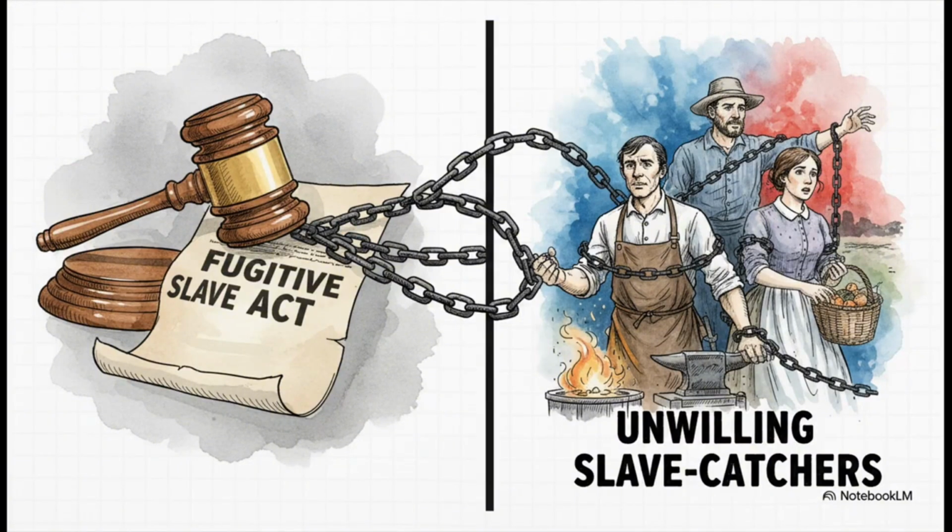And here's the absolute key point. The law forced Northerners to face the reality of slavery up close. They couldn't just ignore it anymore. Many felt like it made them accomplices in a system they thought was completely wrong, and it just sparked massive outrage and resistance all across the North.